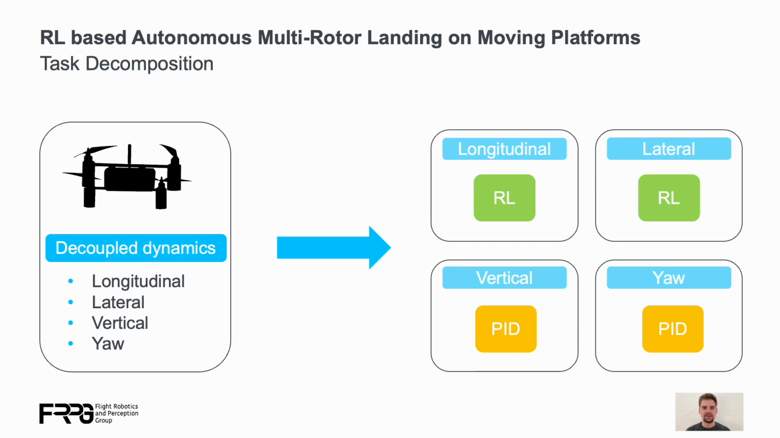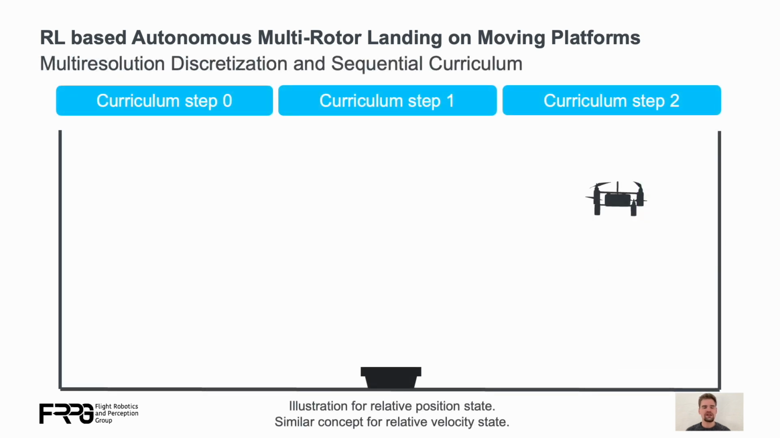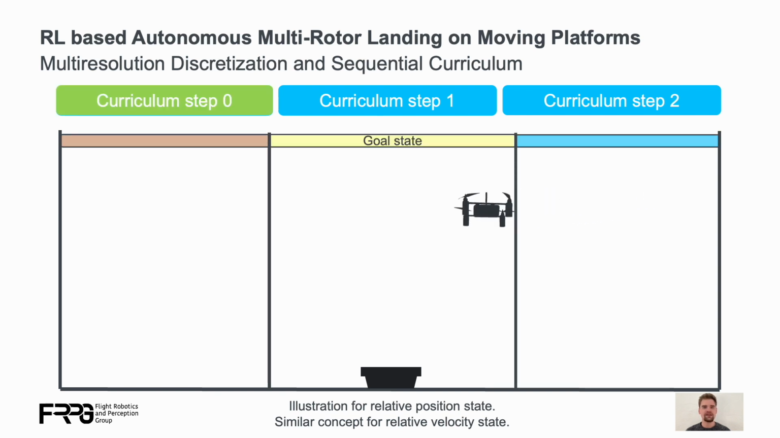The vertical descent as well as maintaining a fixed yaw angle of the UAV are taken care of by PID controllers. For the training on the one-dimensional movement, we introduce a powerful state space discretization technique that is based on the notion that accurate information about the relative position and the relative velocity between the UAV and the platform is only required when landing is imminent.